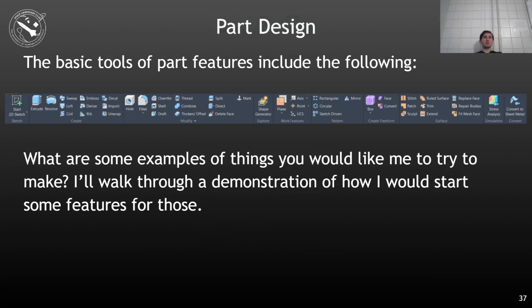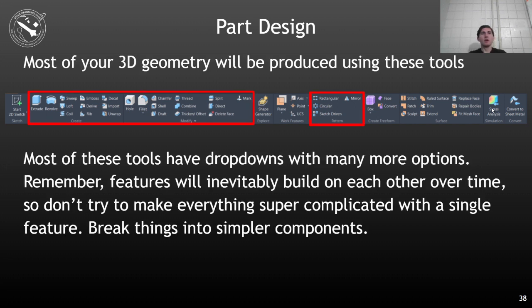The basic tools of everything, you're going to have tools that look something like this at the top. So on my Inventor window, I have something like this also. Most of your 3D geometry is going to be produced using these different tools. For the most part, extrude and revolve are the two most common ones that you're going to use. There's a few others that you can use also.